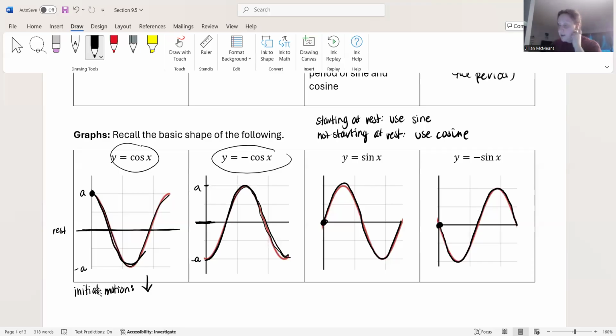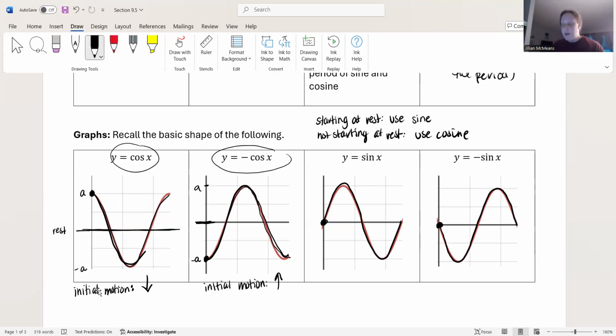Okay? Now let's imagine we have y equals negative cosine of x. Okay? Well, we've basically pulled our object down here below rest. So we've got some object, we've pulled it down below the rest point, and then when time starts, we're going to let go. Well, what's going to happen to that spring or that object? It's going to go flying up. So the initial motion here, well, it's going to be up.